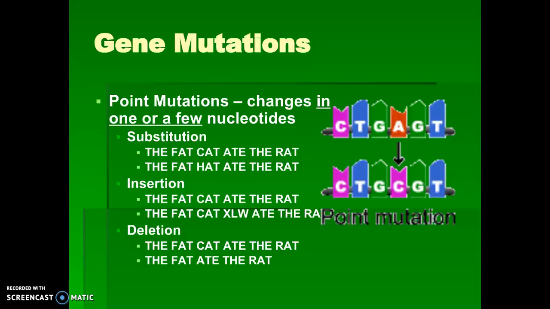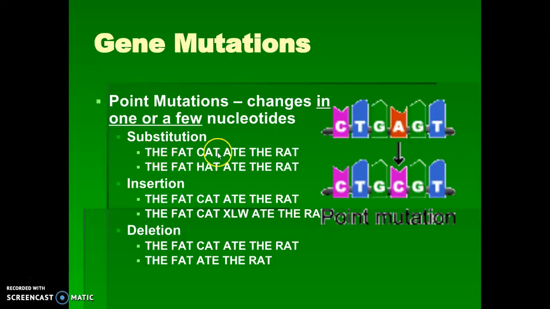There are a few different types. The first is called a point mutation, and this is a change in one or a few of the nucleotides. So we're talking about different points, different bases, rather than whole areas. The first one is substitution, and that means you replace one of the letters, the nucleotides.